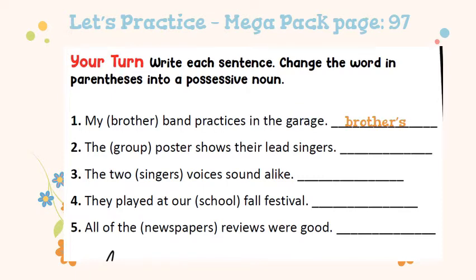See? Second one, the group poster shows their lead singers. This one is singular, so I should only add apostrophe then s. The two singers voices sound alike, so I should only add apostrophe because the noun singers already has an s. So I should say singers, s apostrophe. They played at our school fall festival. It's one school, so this is singular, becomes school's fall festival.